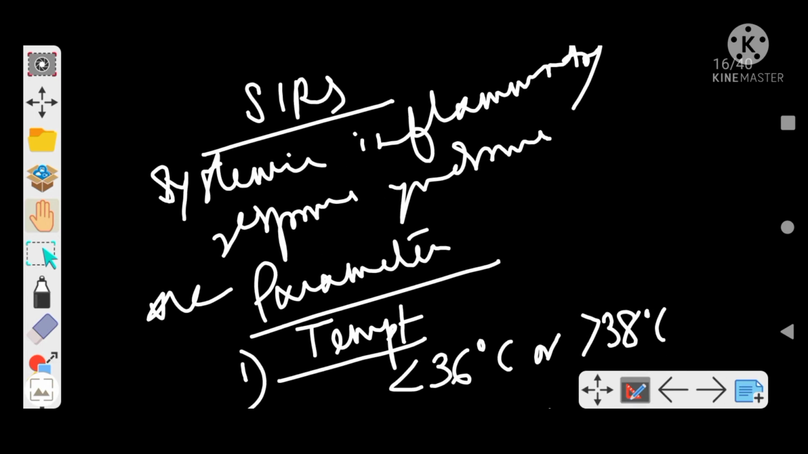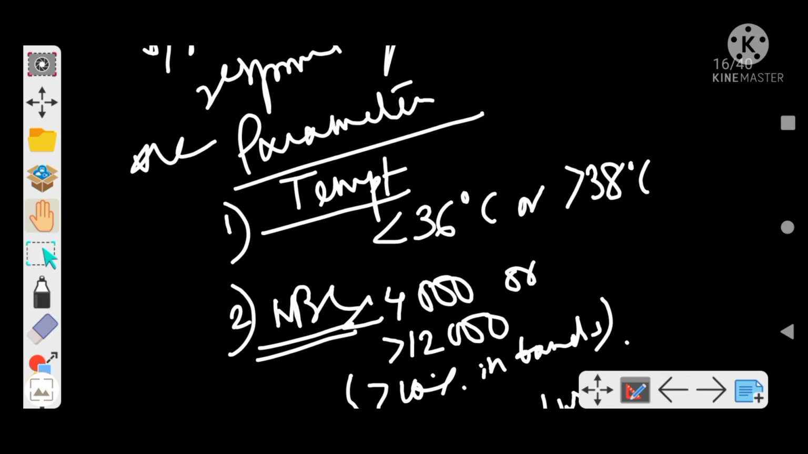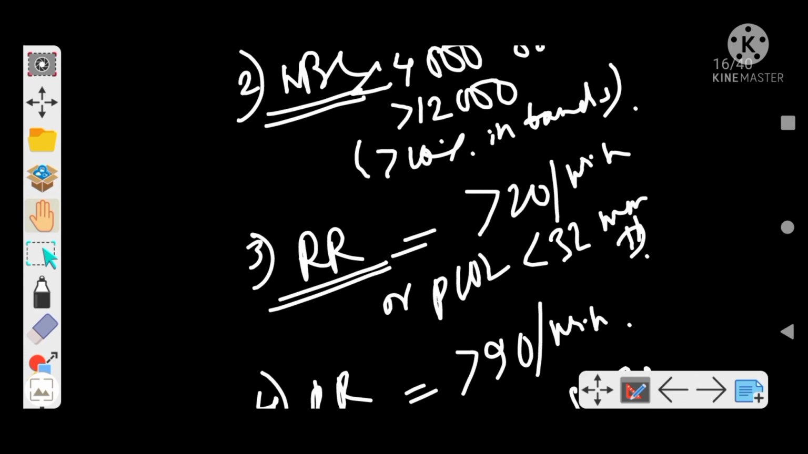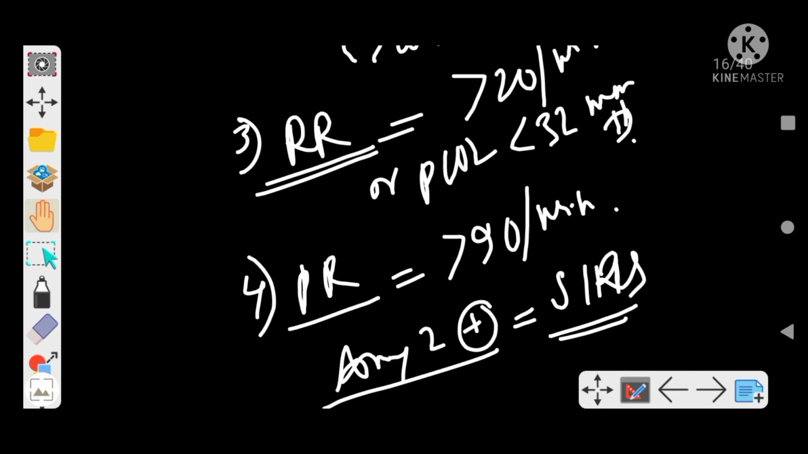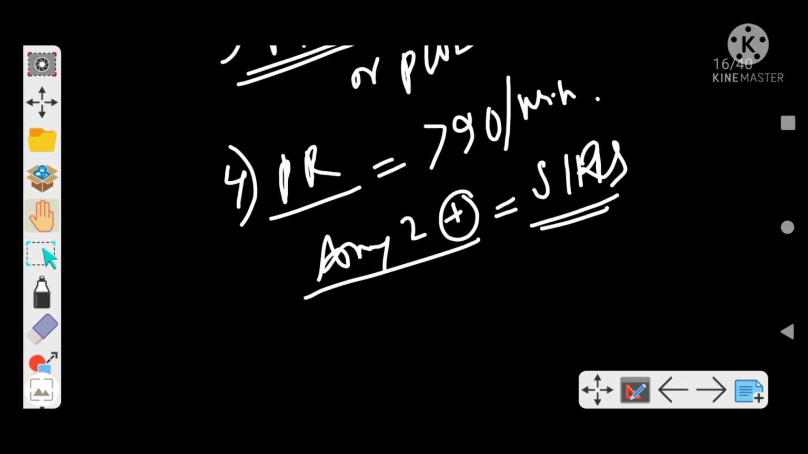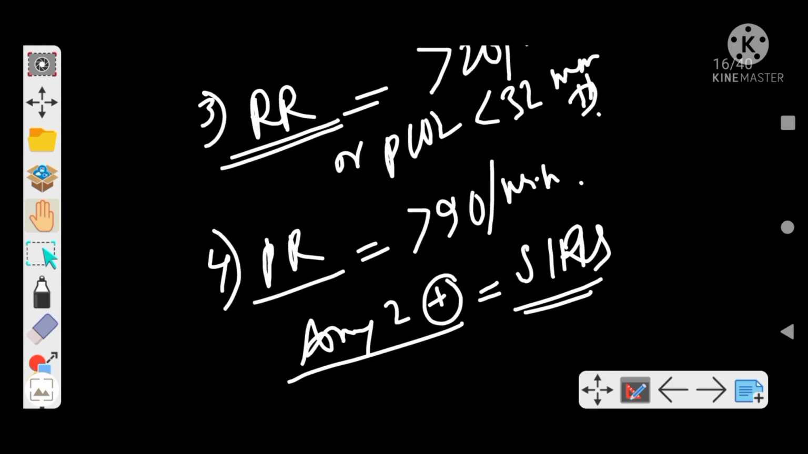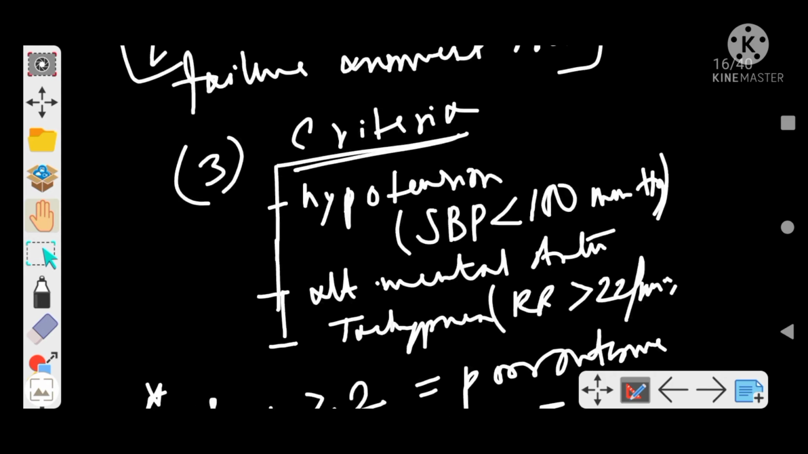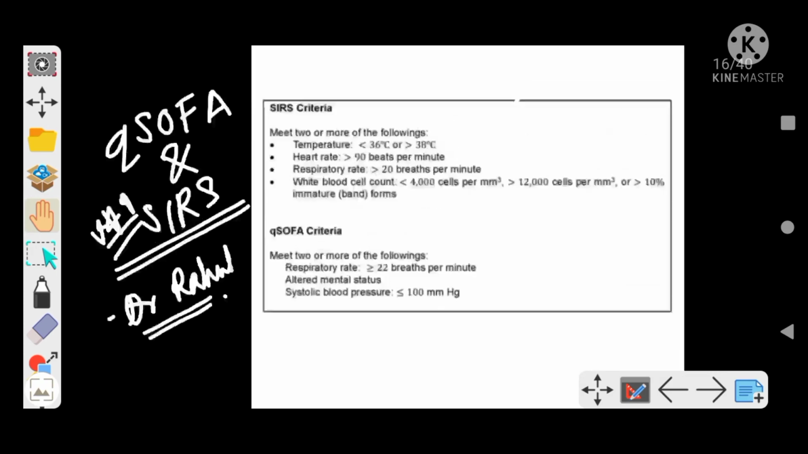SIRS is your systemic inflammatory response syndrome. Parameters are temperature less than 36 or more than 38 degrees Celsius. WBC less than 4,000 or more than 12,000 with more than 10% in band forms. Respiratory rate more than 20 per minute or PCO2 less than 32 mm mercury. Pulse rate more than 90 per minute. If any two parameters are there, it is suggestive of systemic inflammatory response syndrome. Both are very important topics and have been asked previously.